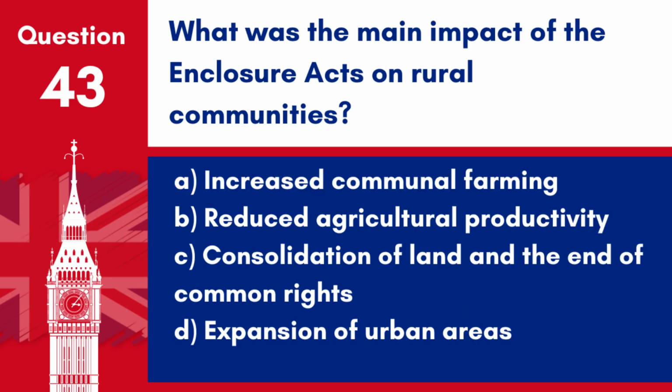Question 43. What was the main impact of the Enclosure Acts on rural communities? A. Increased communal farming. B. Reduced agricultural productivity. C. Consolidation of land and the end of common rights. D. Expansion of urban areas. Answer: C. Consolidation of land and the end of common rights. The Enclosure Acts had a profound impact on rural communities by consolidating land into the hands of fewer owners and ending traditional common rights, leading to significant social changes.